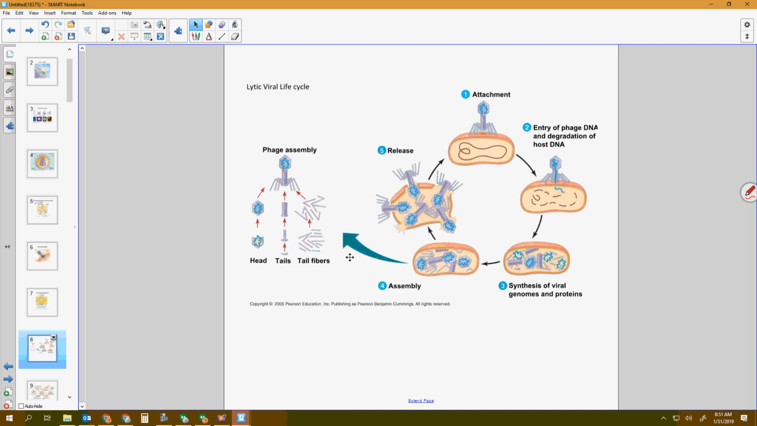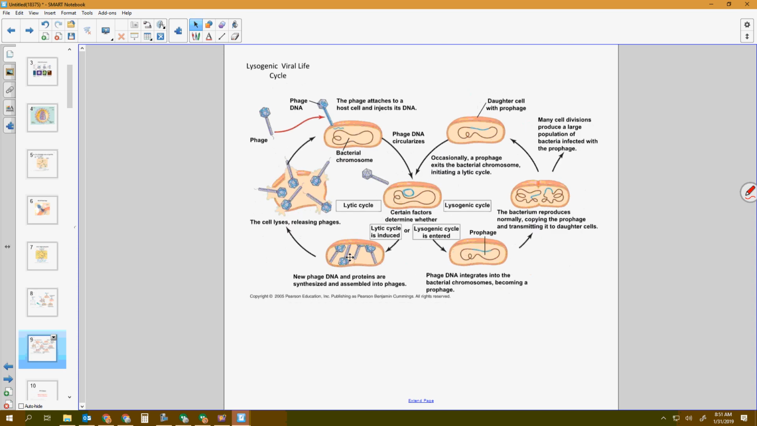If that DNA remains intact and goes into a dormant state where it's no longer active, this is called the lysogenic cycle of the virus. Notice on this picture on the right hand side, in the lysogenic cycle, that prophage, as you can see here, is being reproduced normally by the host cell, just as if it were another part of its DNA, and making more and more cells that have a copy of that virus.